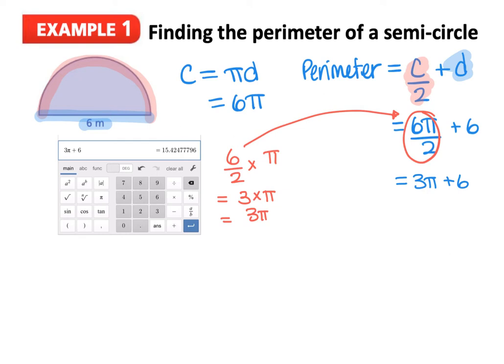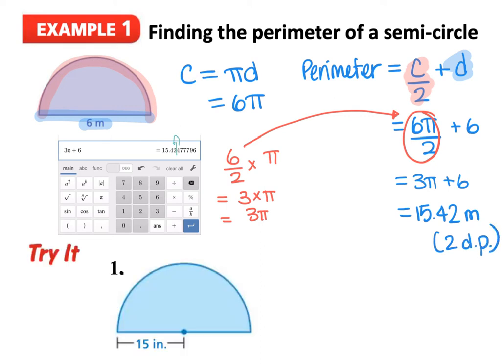So we could round this answer to the nearest 2 decimal places, and so we would have to look at the 2 numbers we want. We can now look to the right. This is less than 5, so we're going to keep this at 15.42 meters, and this is rounded to 2 decimal places. So let's take a moment to pause the video and try this one out.